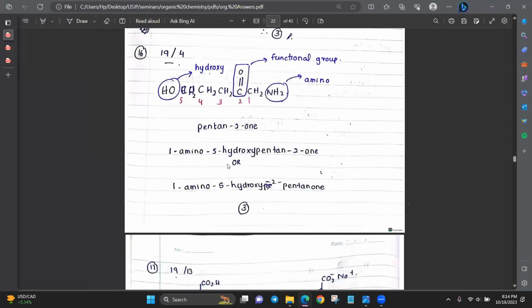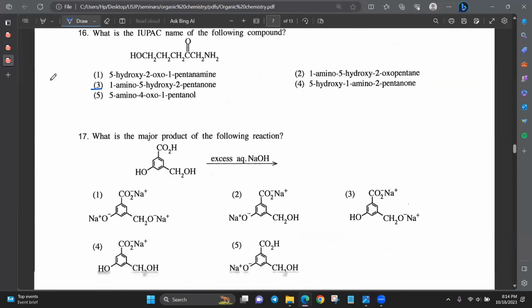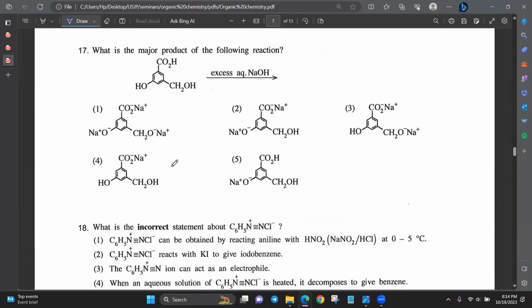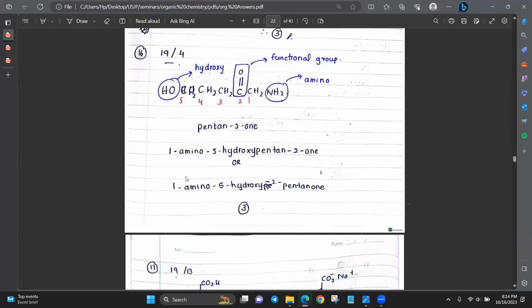1 amino, 5 hydroxy, 2 pentanol. Then the answer will be answer number 3. Okay. Right. What is the major product of the following reaction? Now this product, we are going to react with sodium hydroxide.